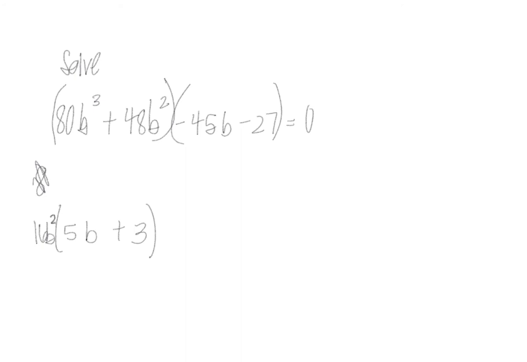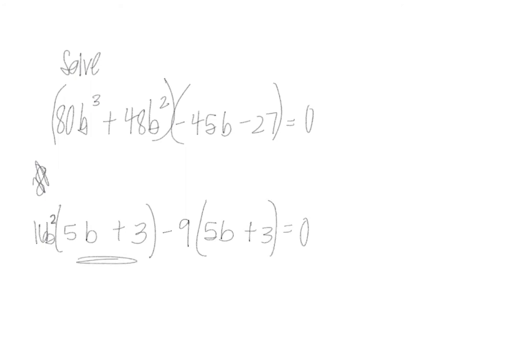So now I forget about this part, put my hand over it, and I think about this part. Negative 45b and negative 27. First of all, the leading coefficient is negative, as in the negative 45. I want to take out a negative, and I think 9 is our biggest number that we have in common. There's not a variable that we have in common. So negative 45 divided by negative 9 is positive 5. And negative 27 divided by negative 9 is positive 3.